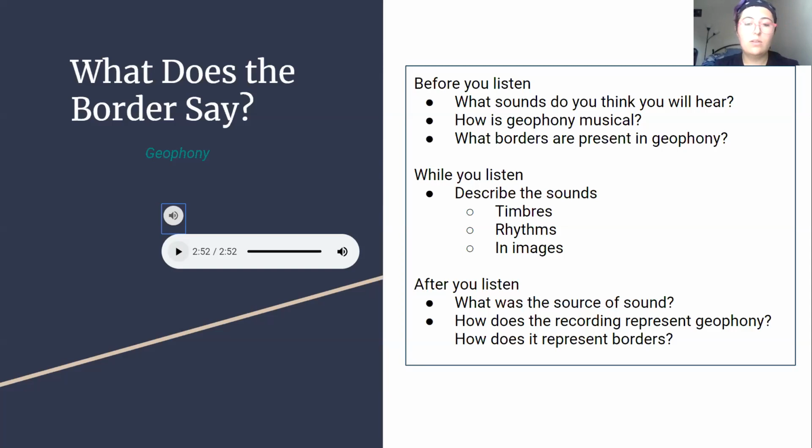So we're gonna listen to this again, and I will give you a little bit of time to think about how you can describe this in your own words. Don't be afraid to describe this using musical qualities, using just any language that you find is helpful for you to describe what you're hearing in this geophonic recording. All right.